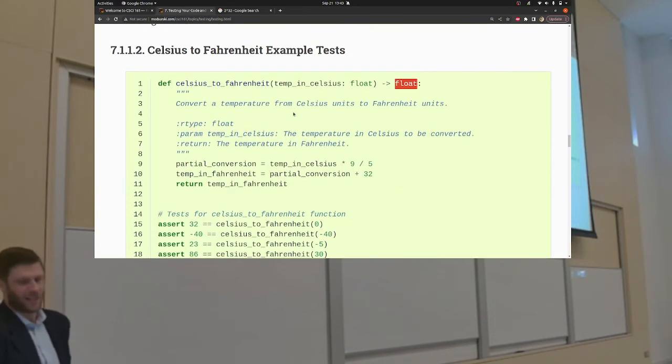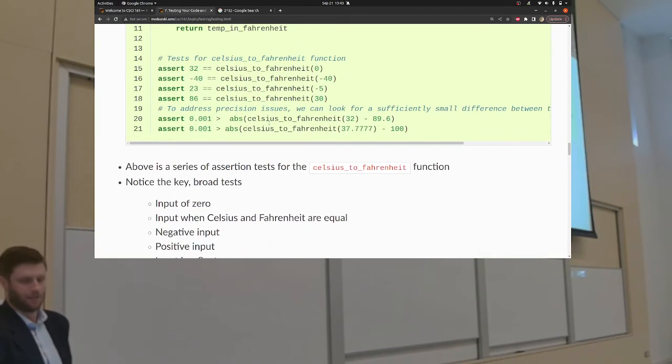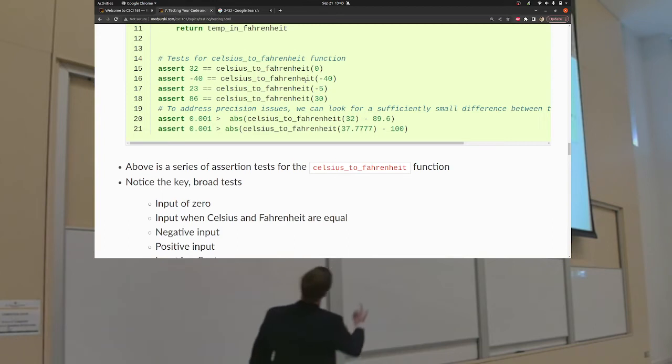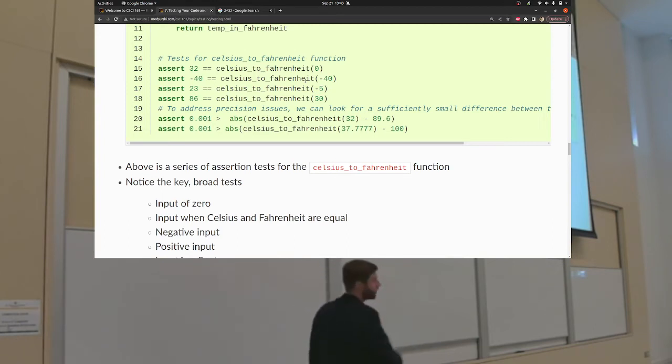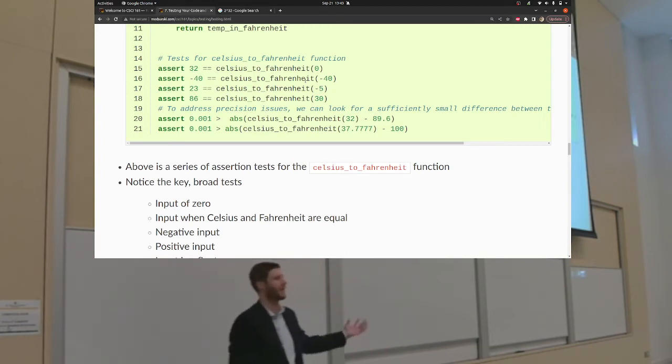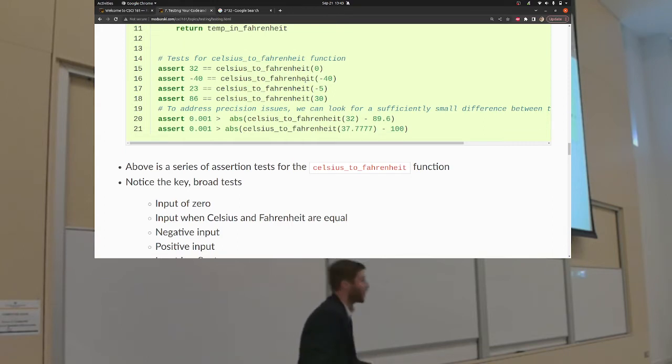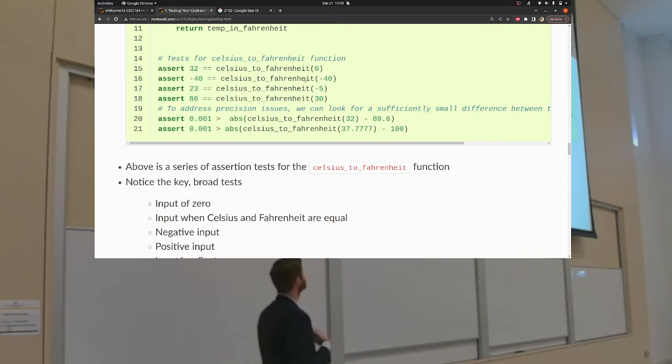So here are some tests for Celsius to Fahrenheit. 0, negative 40, negative 5, 30. I know that 0 Celsius is 32 Fahrenheit. I know negative 40 is negative 40. These are tests where I know what the correct answer is. So if I know what the correct answer is, my function better give the correct answer, right? I'm the one writing these tests.